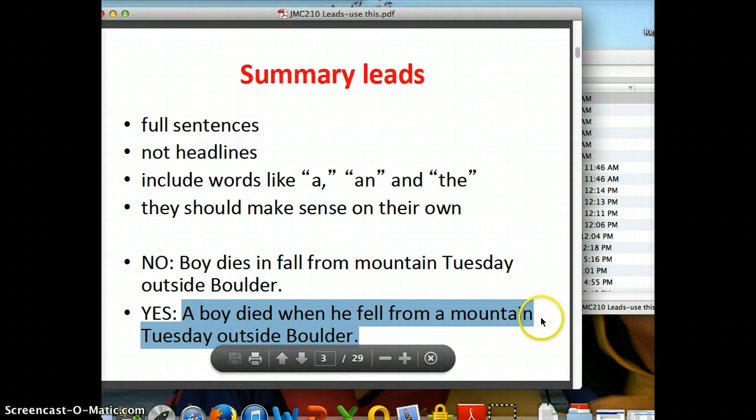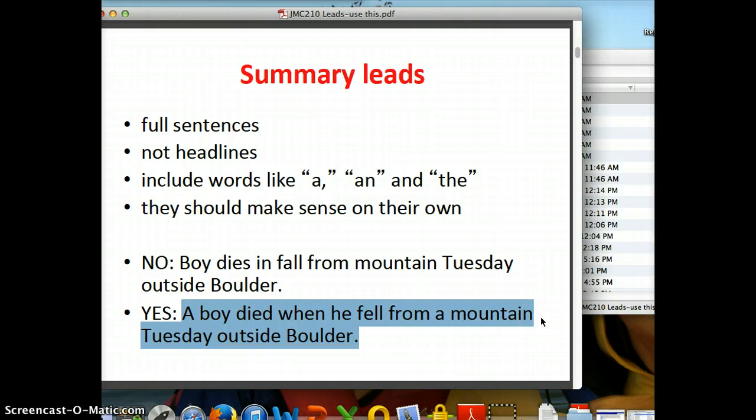So it's kind of interesting. But if it just said a boy died Tuesday outside of Boulder, that'd be pretty boring.